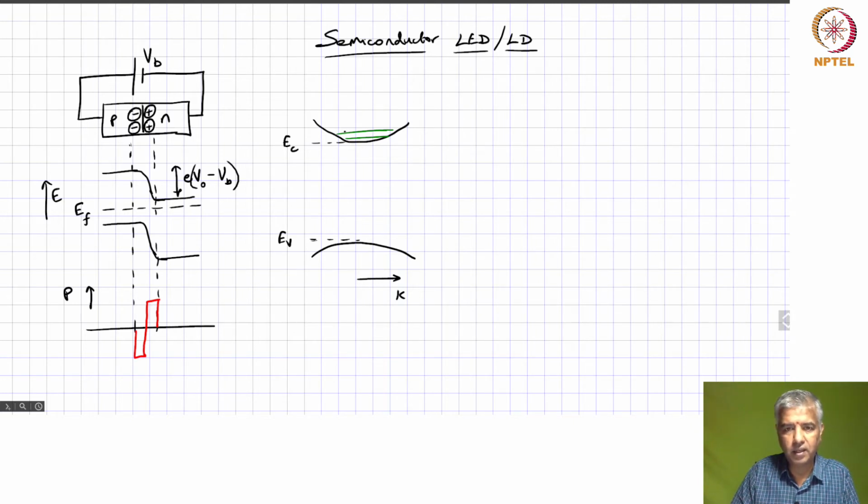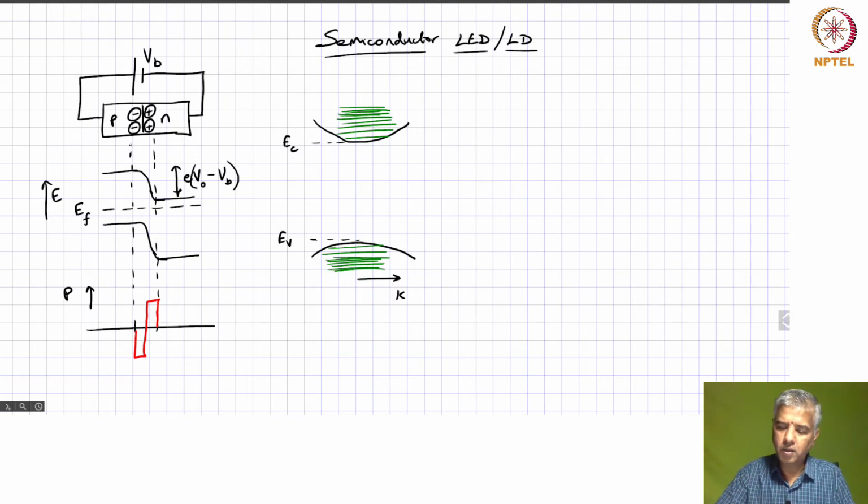They are relatively wider spaced, but as you go deeper into the band, they will have a much higher density of states, right? And similarly, on the valence band around the band edge, we have relatively low density of states, but as you go away, you start having a high density of states.